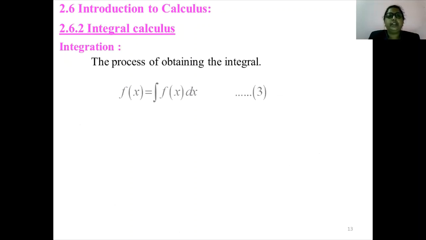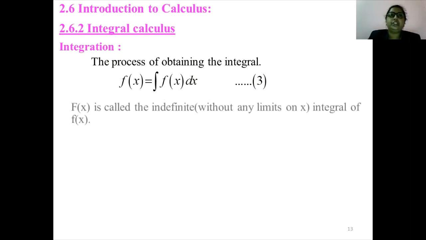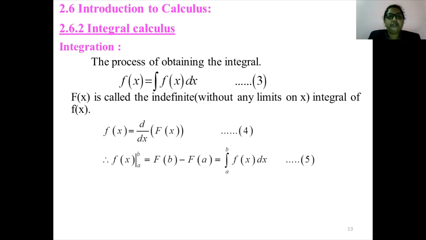We can also write F of x equals integration of f of x dx. Here, this F of x is called the indefinite integral of f of x. Indefinite means without any limits on x. Differentiation is the reverse process to that of integration. Therefore, f of x equals d/dx of F of x, and integration from a to b of f of x dx will be equal to F of b minus F of a.